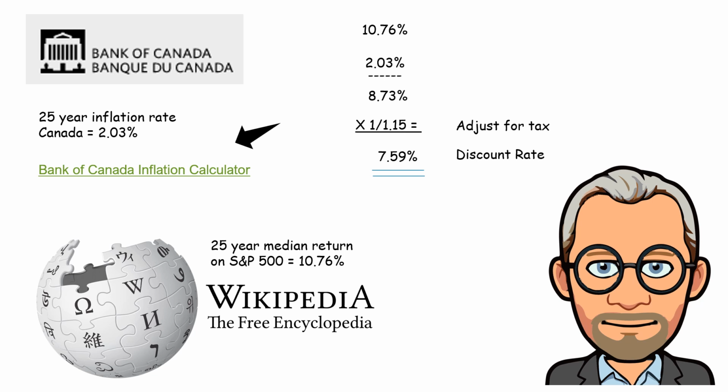So we went to Wikipedia to find the 25-year median return on the S&P 500. Next, we went to the Bank of Canada to get the average inflation rate during that same 25 years. Then finally, we took off 15% from the inflation adjusted rate to allow for tax. Could you question our methodology? Probably, but as we'll see later on, this particular model isn't all that sensitive.